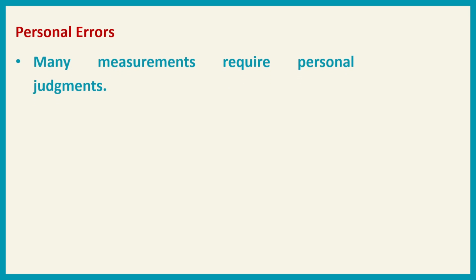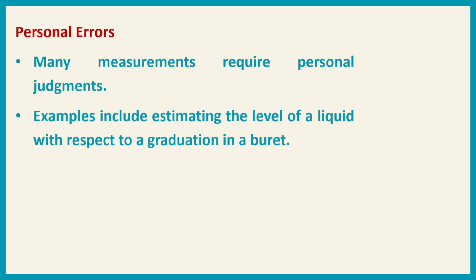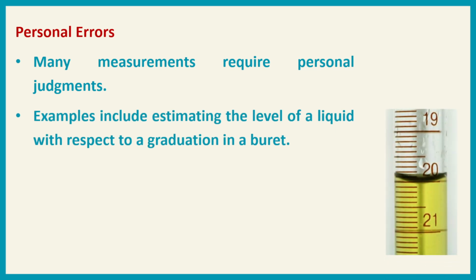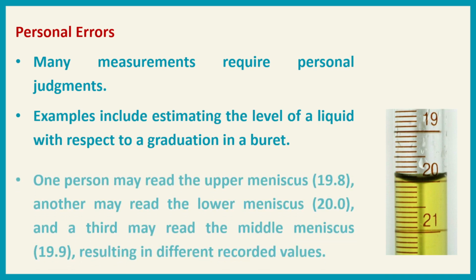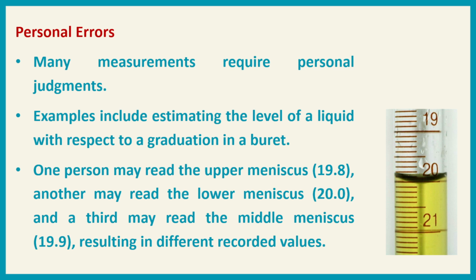The third one is personal error. Many measurements require personal judgment. Examples include estimating the level of liquid with respect to graduation in a burette. One person may read the upper meniscus, another may read the lower meniscus, and a third may read the middle meniscus, resulting in different recorded values, like 19.8, 20.0, or 19.9.